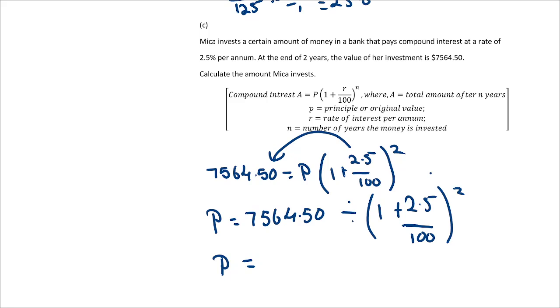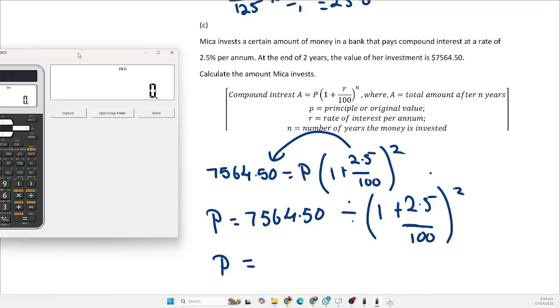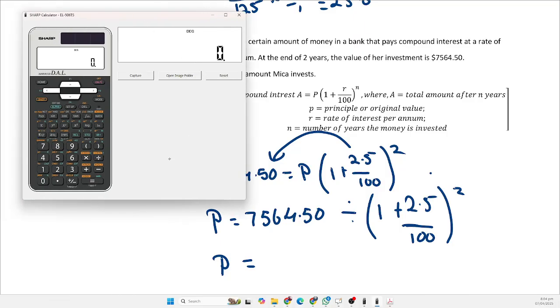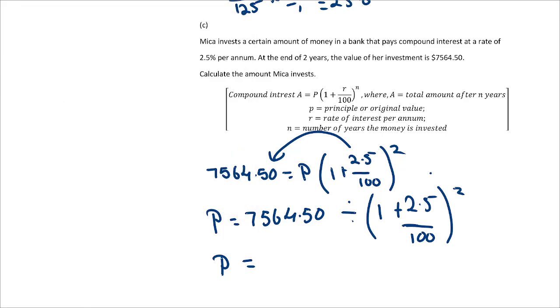let's use the calculator. Seven five six four point five zero divided by open bracket 1 plus 2.5 over 100 close bracket squared is equal to 7,200. So how much did she invest? 7,200. So they gave you the formula and everything.